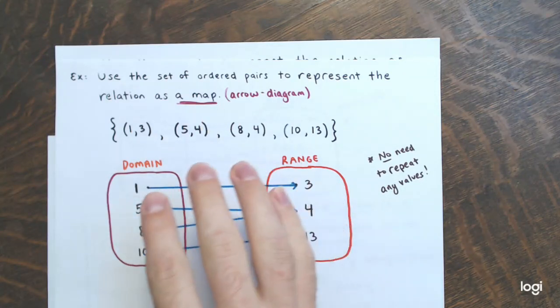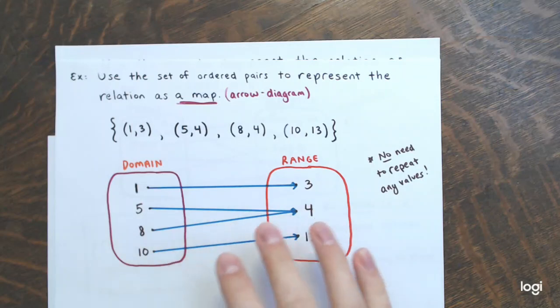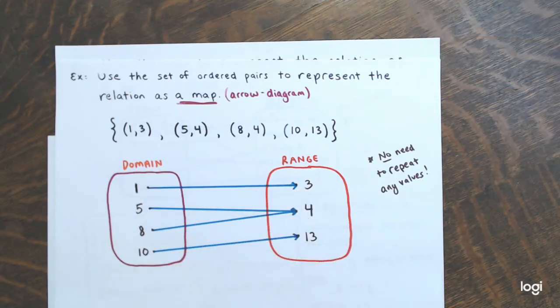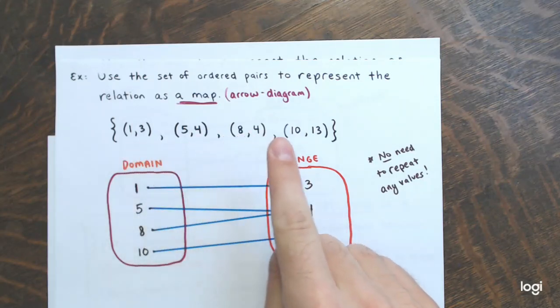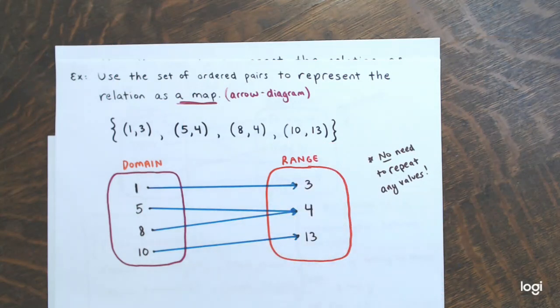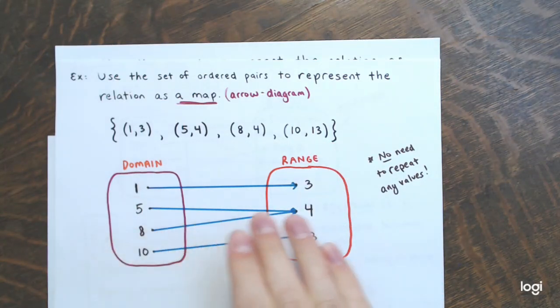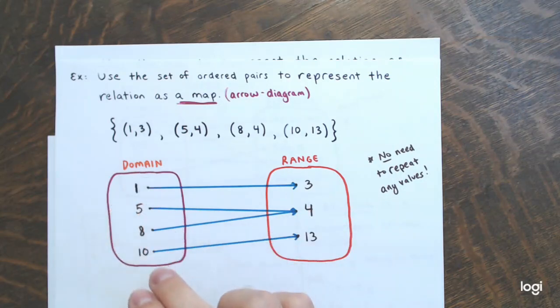There you go. There's our map, right, or a mapping. And this mapping shows me the same relationships, means exactly the same thing as this set of ordered pairs, right? They mean the same thing. They describe the same relationship between these sets of numbers, the 1, 5, 8, 10, and the 3, 4, and 13.